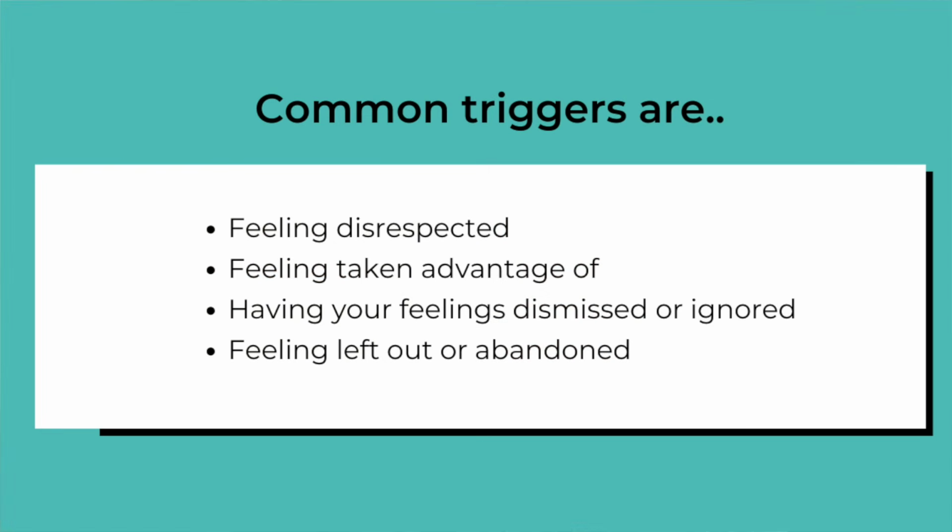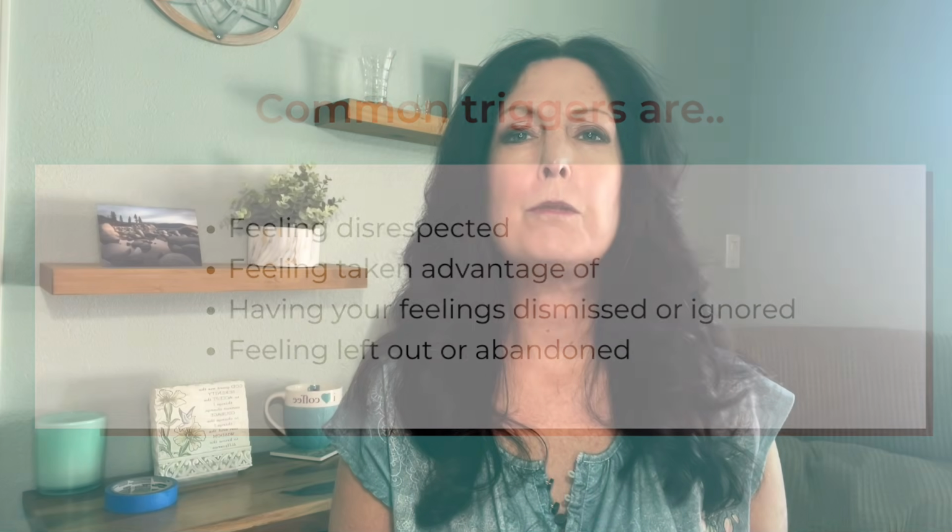And the key is when we're emotionally triggered, we tend to get angry. Now, some common emotional triggers are feeling disrespected, feeling taken advantage of, having your feelings dismissed or ignored, feeling left out or abandoned. Those are some common triggers people experience in their relationships.